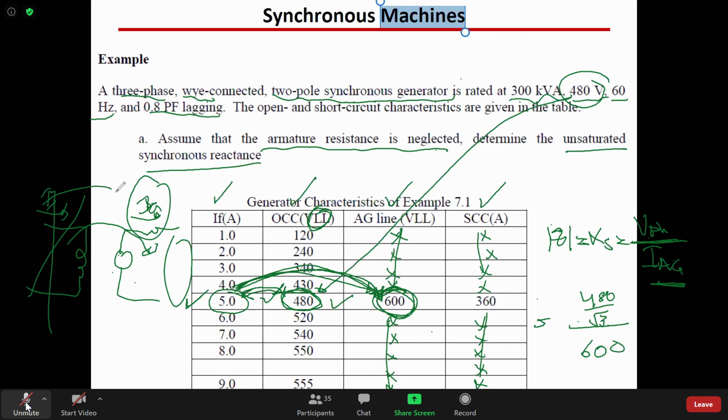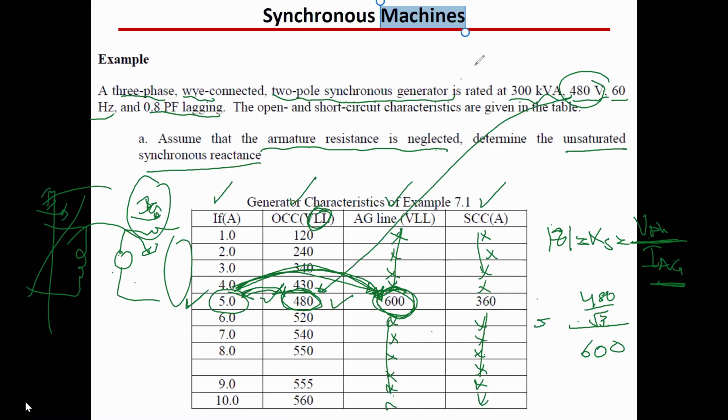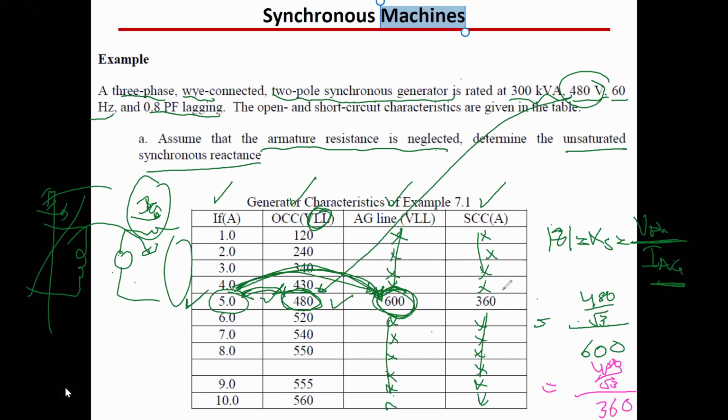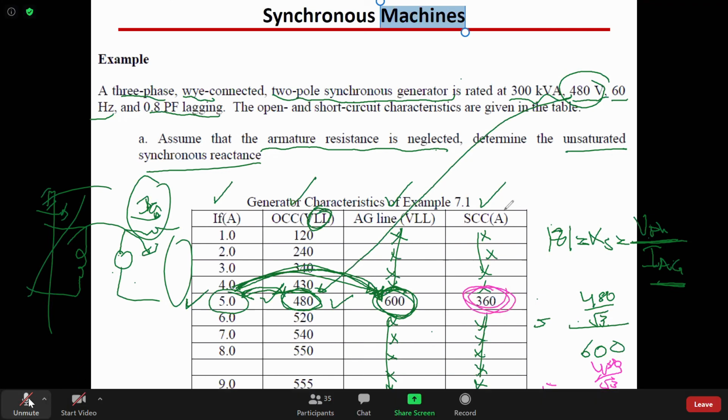What if my question is to find the saturated value of the synchronous reactance? What do you think will be the difference here? The difference is that you deal with the OCC directly. So what will be the value down there? 360. So we use this value from the short circuit test. Yeah, that's it.